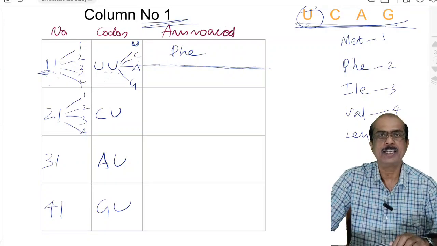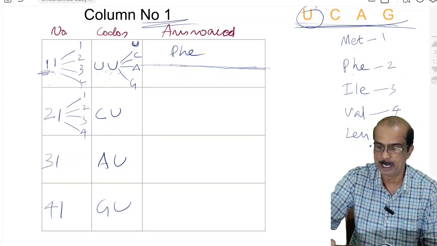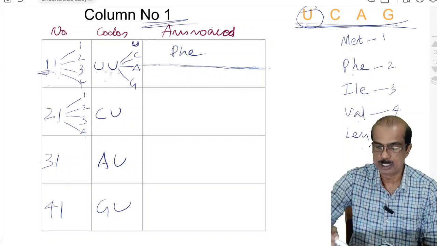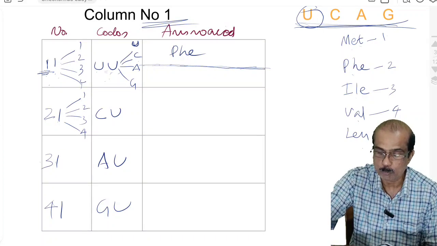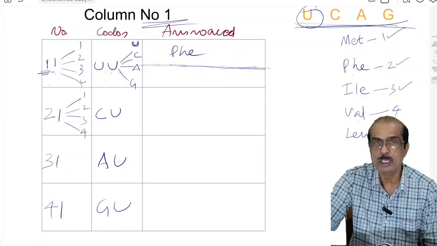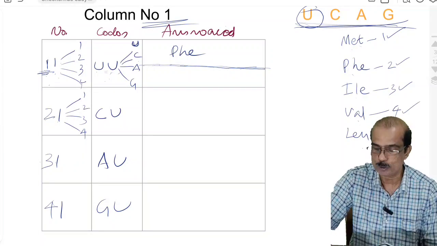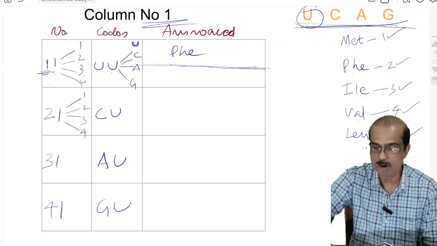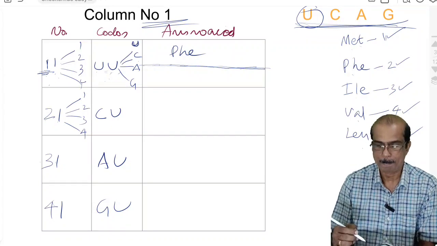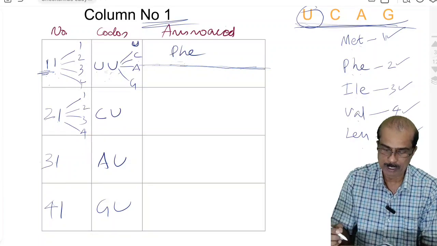Look at this. There is a peculiarity in the case of amino acids. Five amino acids: methionine, phenylalanine, isoleucine, valine, and leucine. Methionine has only 1 codon. Phenylalanine, 2 codons. Isoleucine, the only amino acid having 3 codons. Valine, 4 codons. Leucine, 6 codons. All these types of amino acids are present in column number 1. First, we have written phenylalanine.